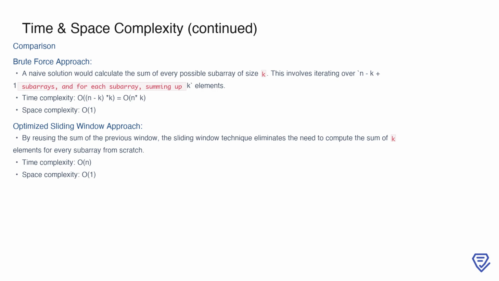However, the optimized sliding window approach avoids recomputing the sum for each subarray by reusing the sum of the previous window. This reduces the time complexity to O(n), a significant improvement. Both approaches have the same space complexity of O(1), but the sliding window technique is far more efficient in terms of runtime.